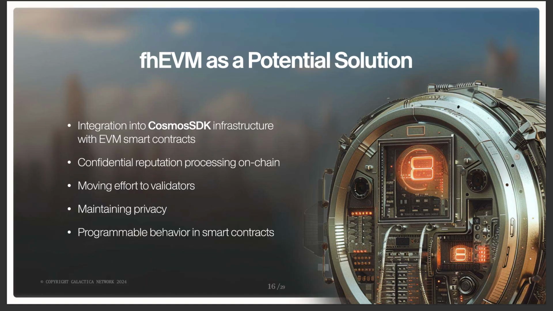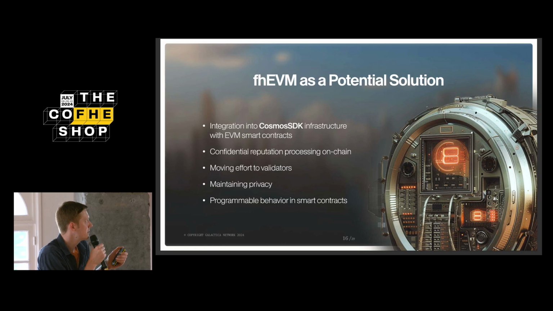But when we add fully homomorphic encryption, especially what ZAMA offers with the FHEVM, we can achieve more. And we really like the FHEVM because we can integrate it into the Cosmos SDK infrastructure where we run our blockchain. And it fits really nicely with the EVM smart contracts where a lot of the DApp infrastructure and the zero-knowledge verification is running.